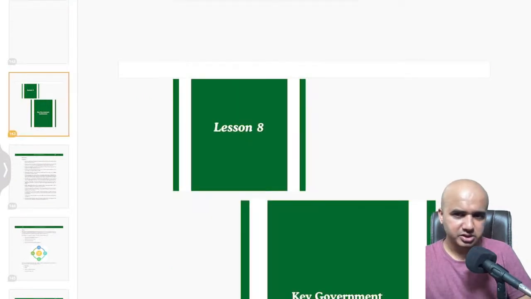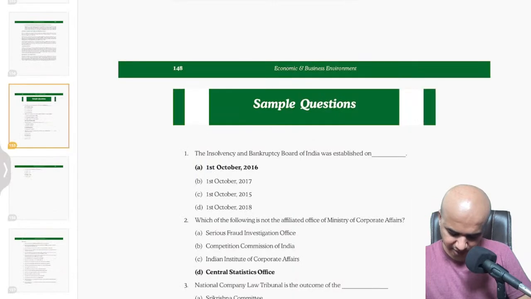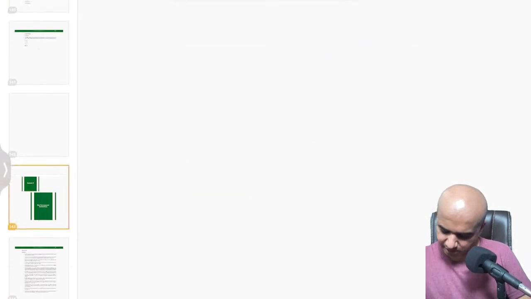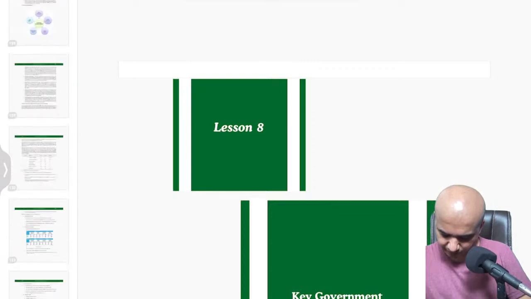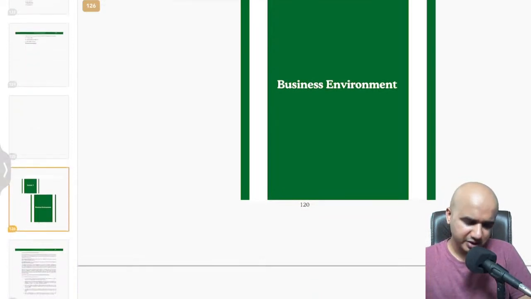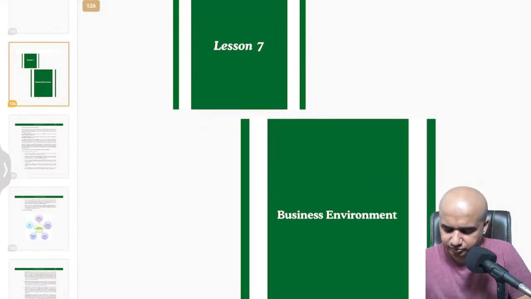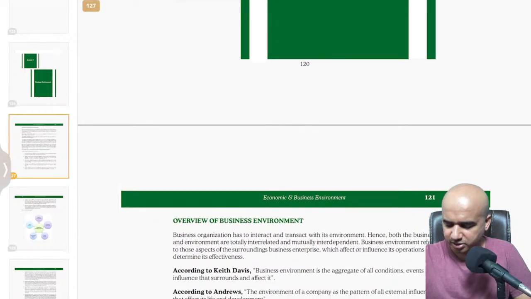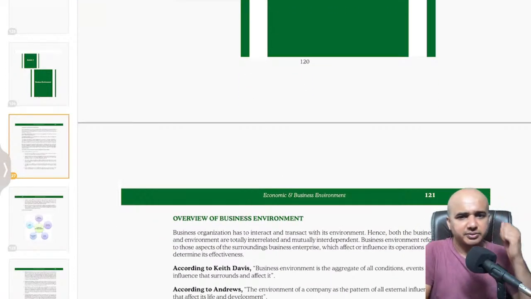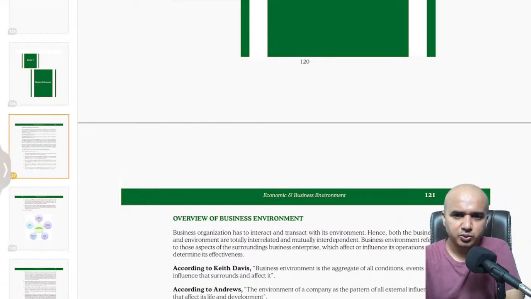So in case of business environment, we have lesson 7, which is business environment. Then we have key government institutions, lesson 8, and that's all. Okay, I think by next class we should be able to deal with this. And whatever is left, I'll try to cover that also, if at all I feel something important is left out. So I'll see if we can cover the same in the next class. So in the next economics and business environment session, we should be able to cover the entire syllabus and maybe a few sample questions as well. So let's do that in the next class.